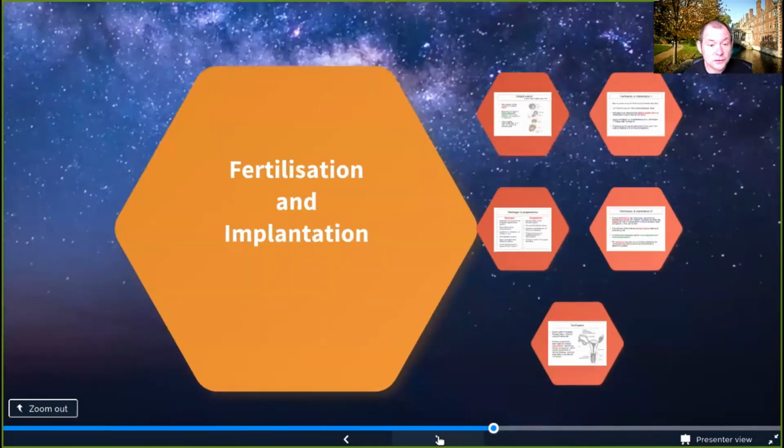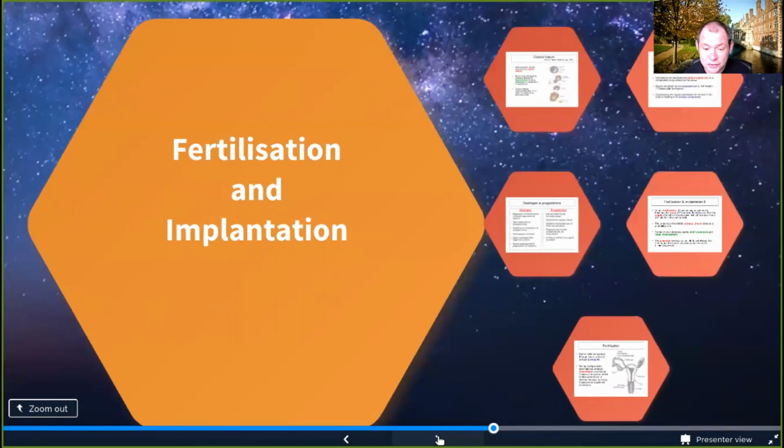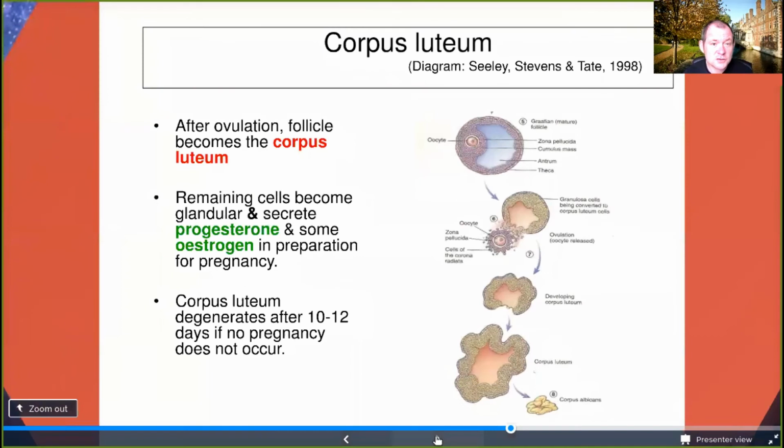So moving on to fertilization and implantation. First, back to that corpus luteum. After ovulation, the follicle becomes the corpus luteum. Remaining cells become glandular, secrete progesterone and estrogen in preparation for pregnancy. The corpus luteum degenerates after about 10 to 12 days if no pregnancy occurs.